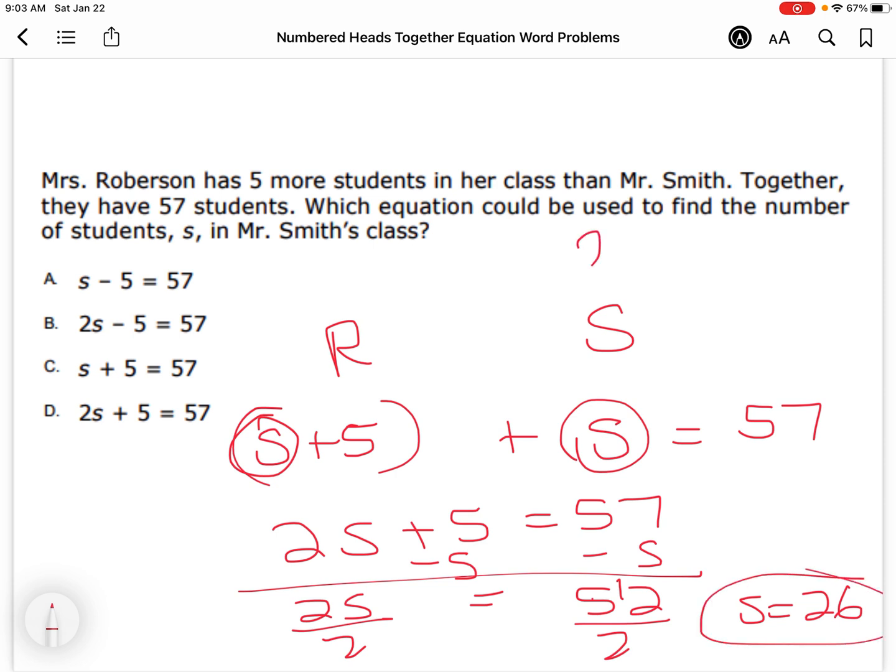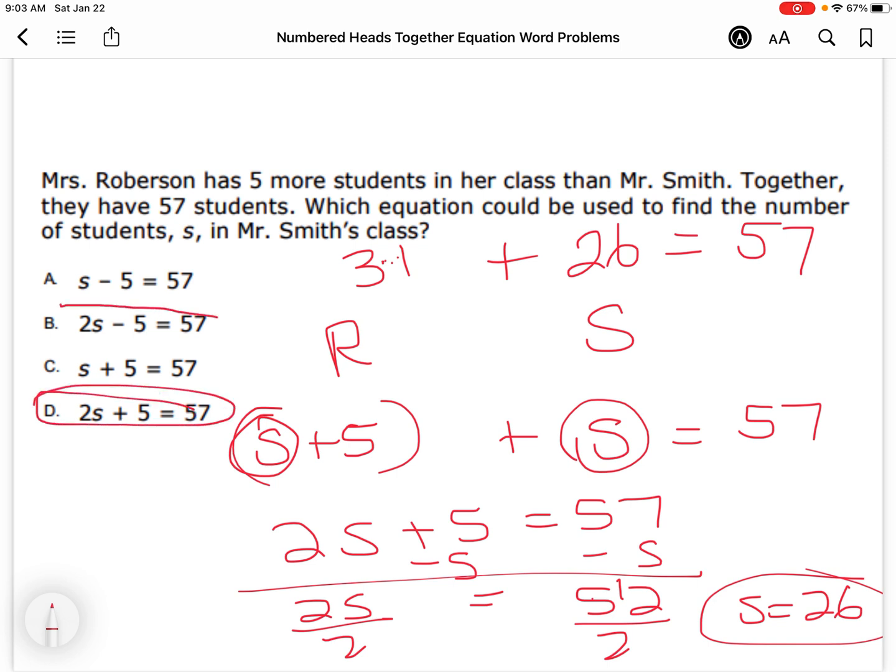So let's see, is 26 plus 31 going to give me 57? Yep. Because Mrs. Robertson's class has 5 more students. Yep, that works. Oh, had to be that one. I was too quick.